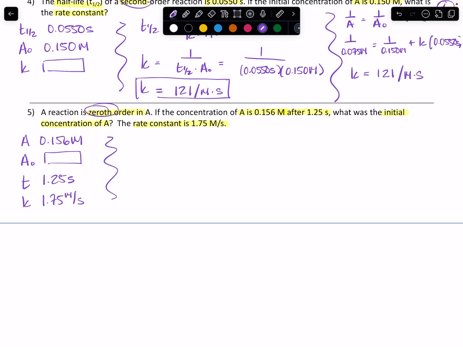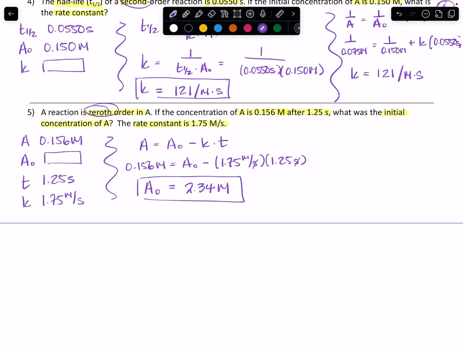So this is zero order. We need to use our zero order formula, which is A is equal to A naught minus K times T. So 0.156 molar is equal to our unknown minus 1.75 molar per second times 1.25 seconds. That's going to cancel our seconds for us, leaving us with molar, which is what we need for that A naught. Plug and chug, and we end up with 2.34 molar as the initial concentration of our reactant. Now that is reasonable. The reaction has been running, so that initial amount should be higher than what we have after 1.25 seconds.